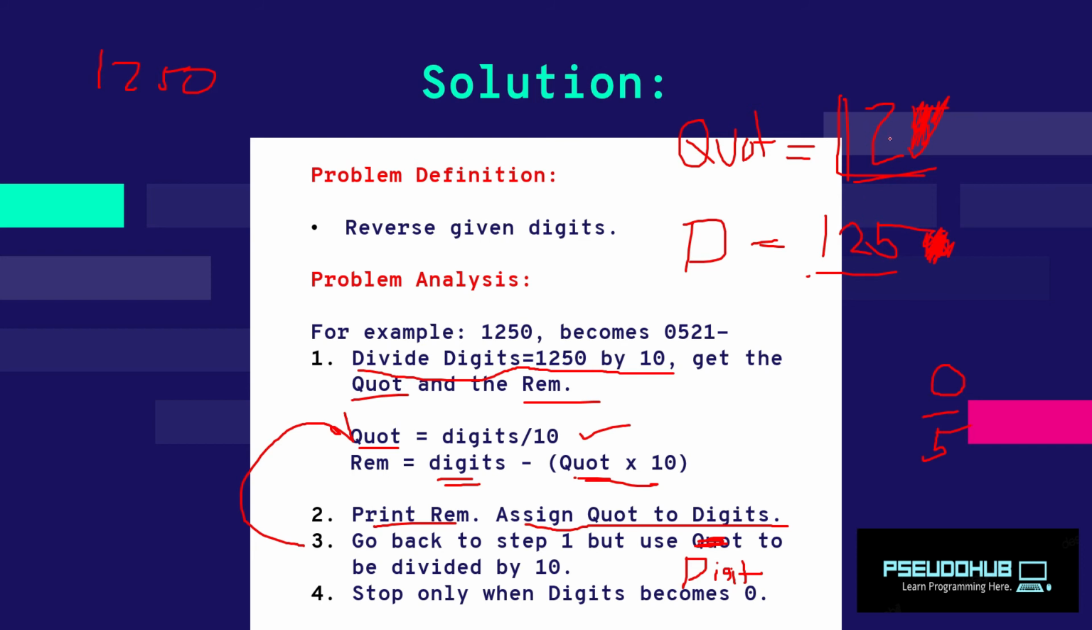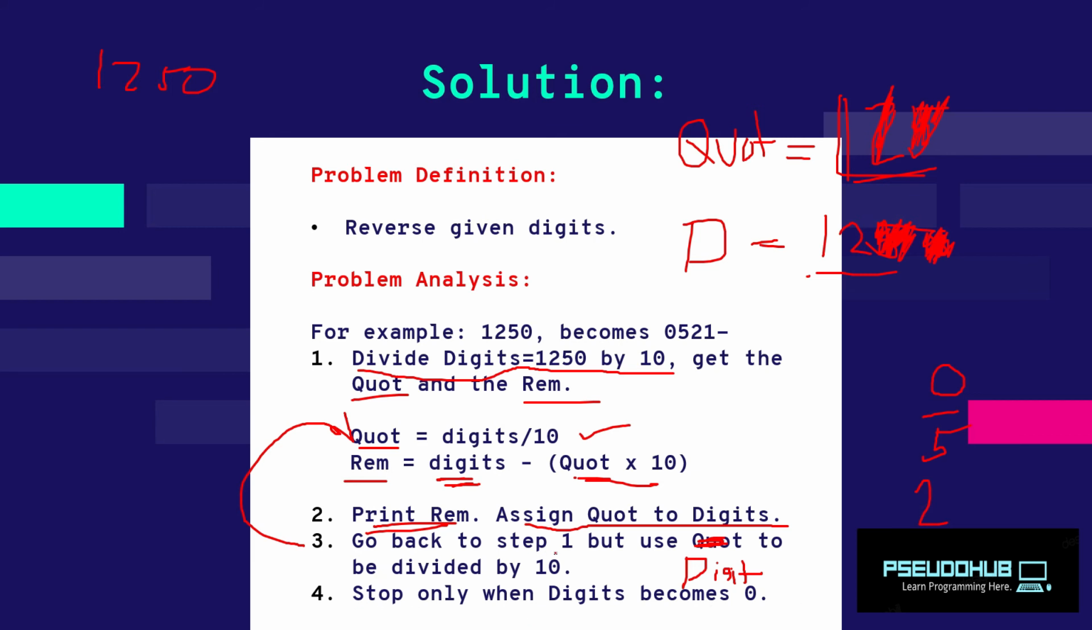So the value of digit and quote become the same, 12. And then go back to step 1 again. Digit divided by 10. What is the digit now? 12. 12 divided by 10 is 1. Then 1 times 10 equals 10. The digit is 12, and 12 minus 10 equals 2. So the remainder is 2, print rem, 2.